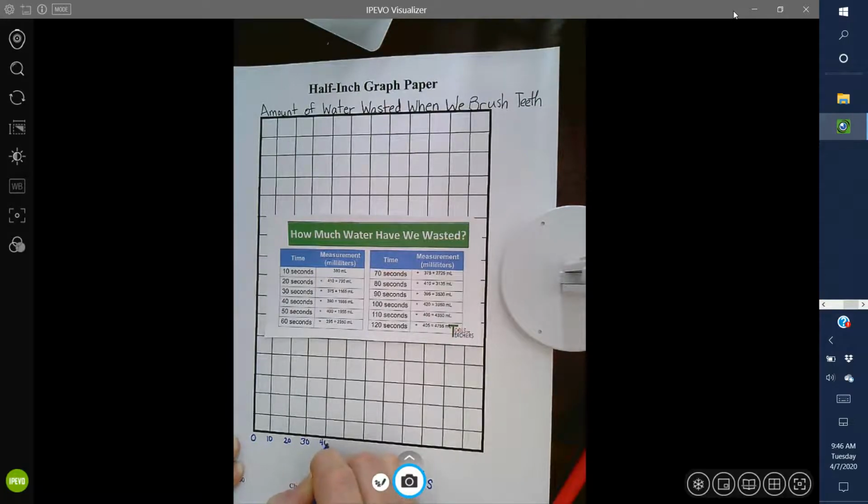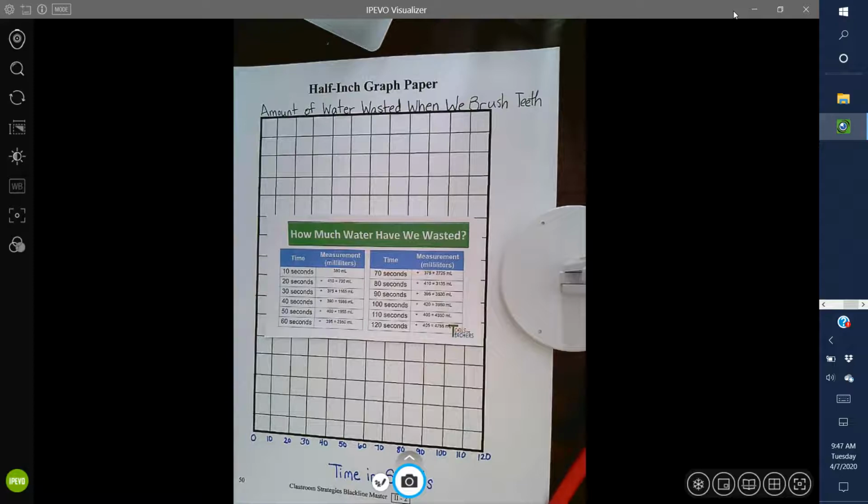30, 40, 50, 60, 70, 80, 90, 100, 110, and 120. Okay, so this x-axis shows us our time in seconds. Remember, that's what's important for a line graph.